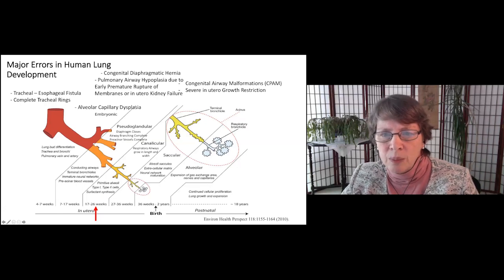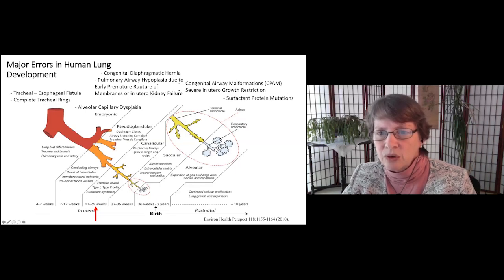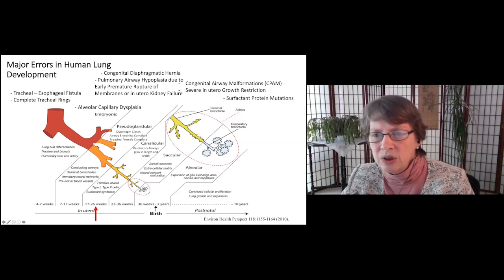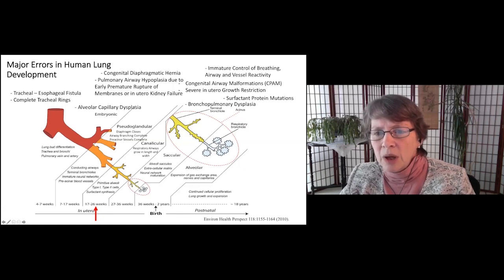Further into the development of the respiratory system, we see severe in utero growth restriction, when the placenta is not working well and growth overall is compromised, or where congenital airway malformations occur. We obviously see those sequelae when the babies are born. We also have congenital malformations or mutations of surfactant proteins, and babies who are born in this premature stage develop a chronic lung disease, bronchopulmonary dysplasia.